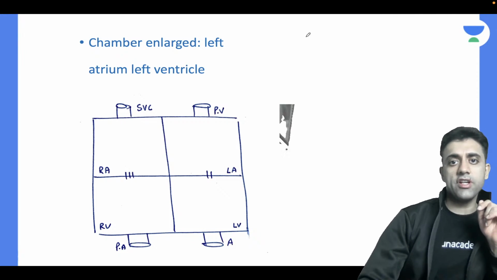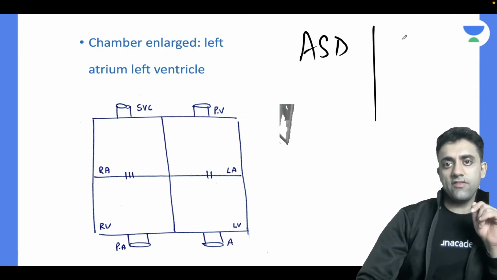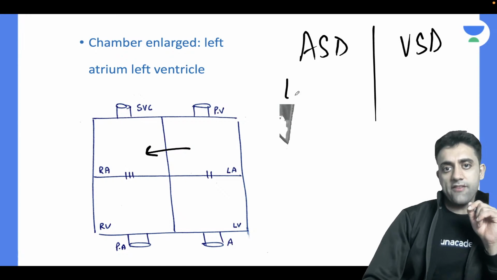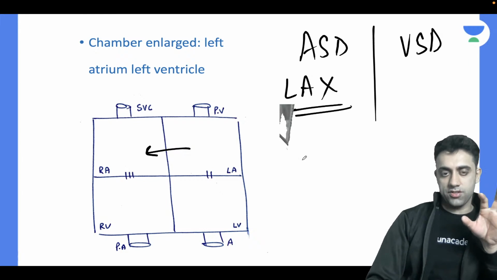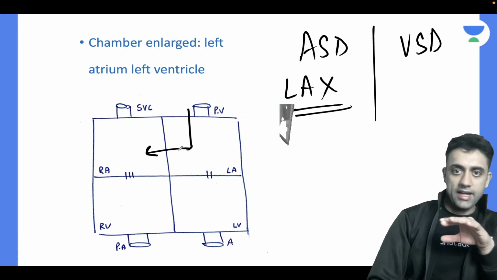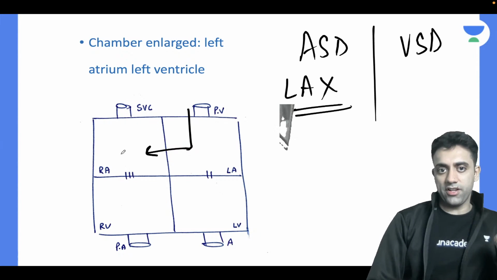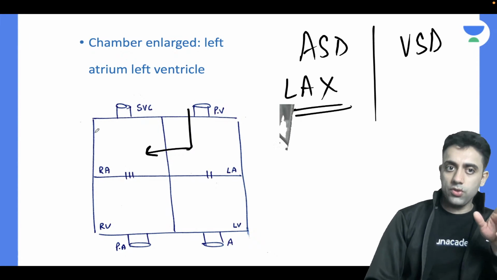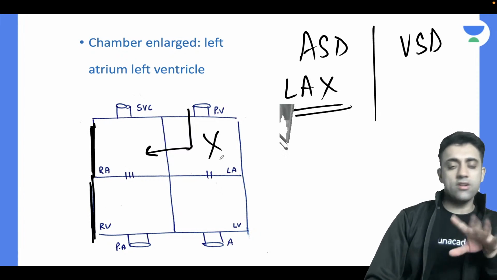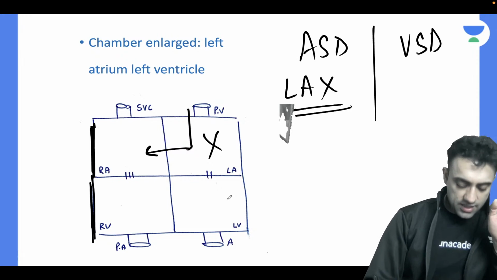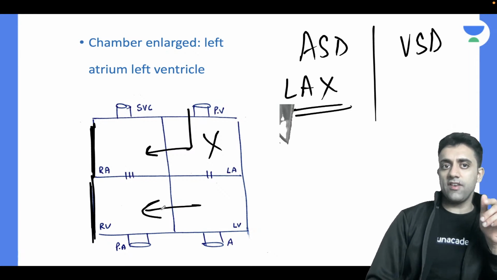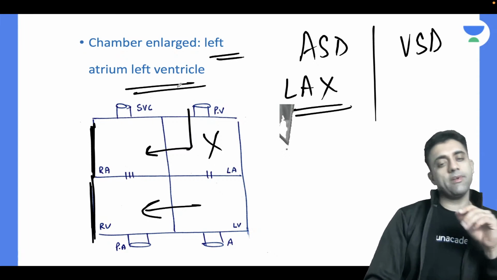And how do you differentiate between ASD and VSD enlargement? I told you, in the atrial septal defect, the left atrium is not enlarged, because whatever blood is coming is directly shunting to the right atrium. So you can get a right atrial enlargement or a right ventricle enlargement, but you will not see a left atrial enlargement in a case of atrial septal defect. So in the case of ventricular septal defect, I already told you, left atrium and left ventricle.